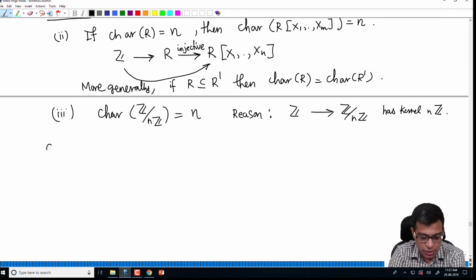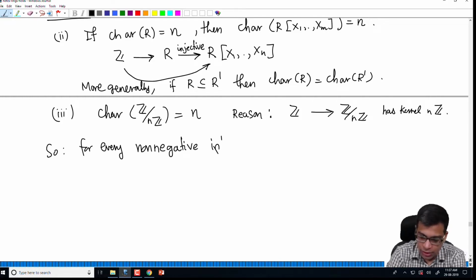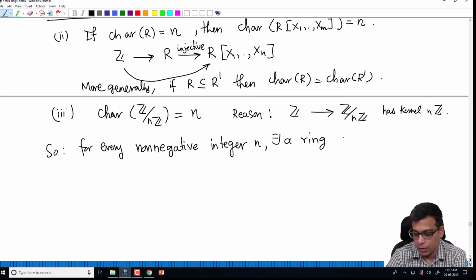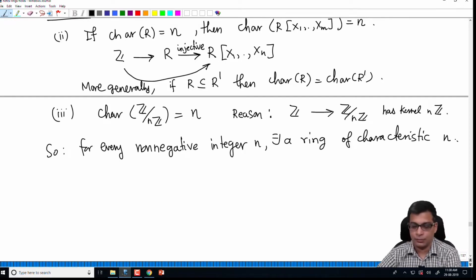So in other words, for every non-negative integer N, there exists a ring of characteristic N. Okay, this is an easy observation, because you can simply take Z mod NZ.